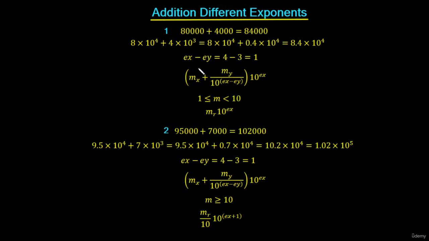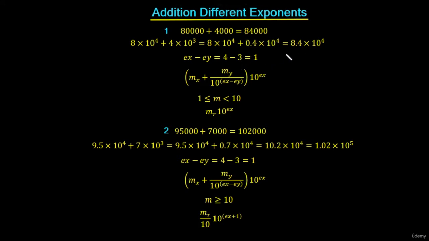Now we've seen that ex minus ey, so that's the largest exponent minus the smaller exponent, is 4 minus 3, which is a value of 1. So in this example there's an exponent difference of 1.